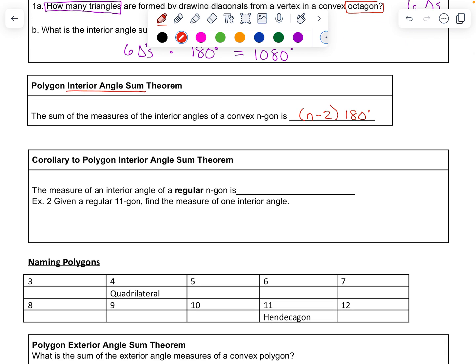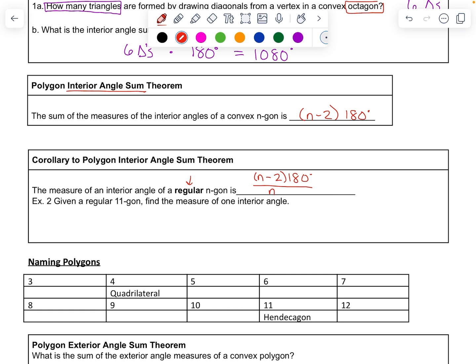The corollary to this theorem is the measure of an interior angle of a regular polygon. Remember, the word regular means all the sides are the same and all the angles are the same. So if all of these things are the same, you just take your formula, n minus 2 times 180, and because they're all equal, you can just divide by n, however many there are.